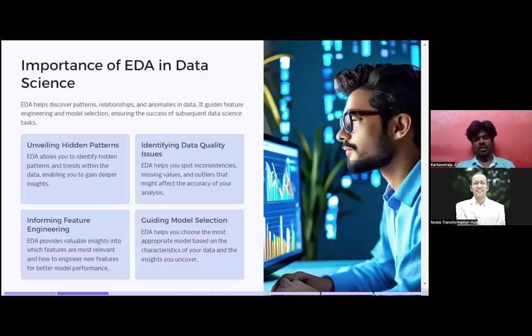Next, informing feature engineering technique. Whenever you project the data, you are able to understand which columns you need. So you can easily pick the columns that you need, and you can derive some unique columns, which is called feature engineering. Next, we have guiding model selection. So we can choose an appropriate model based on the characteristics of the data.